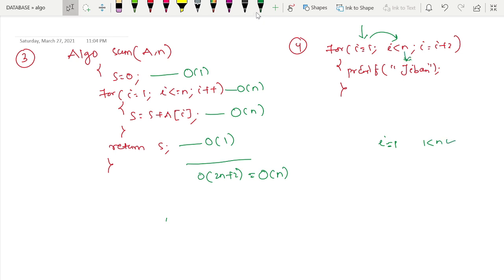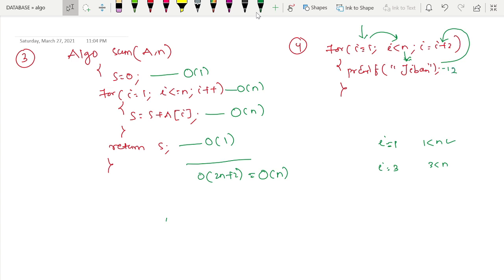So g1 gets printed, so this will be executed one time. After that, from here we need to go to the updation part. So now i has become 3. Now 3 is less than n. If this is true, then again this statement will get executed.